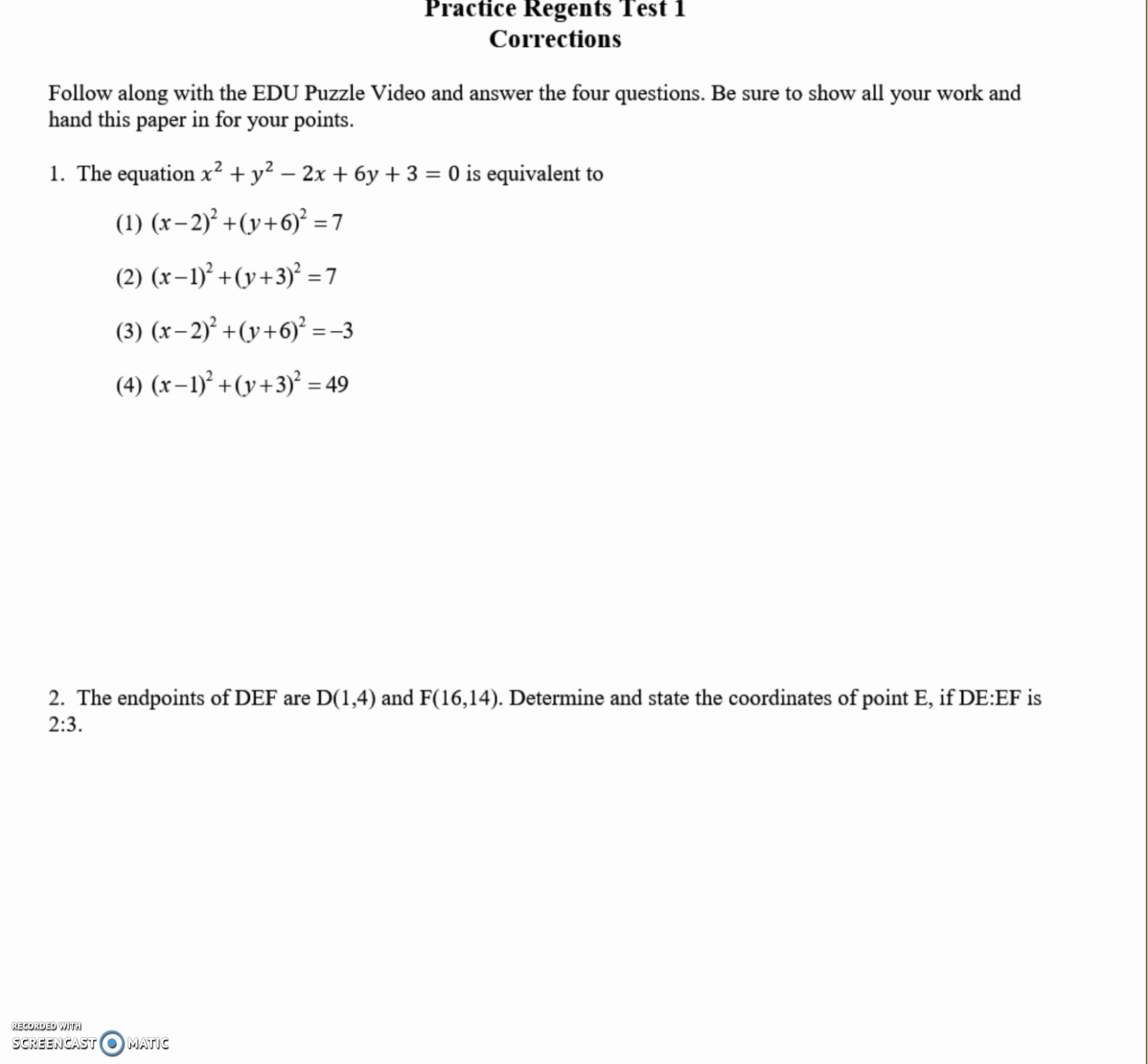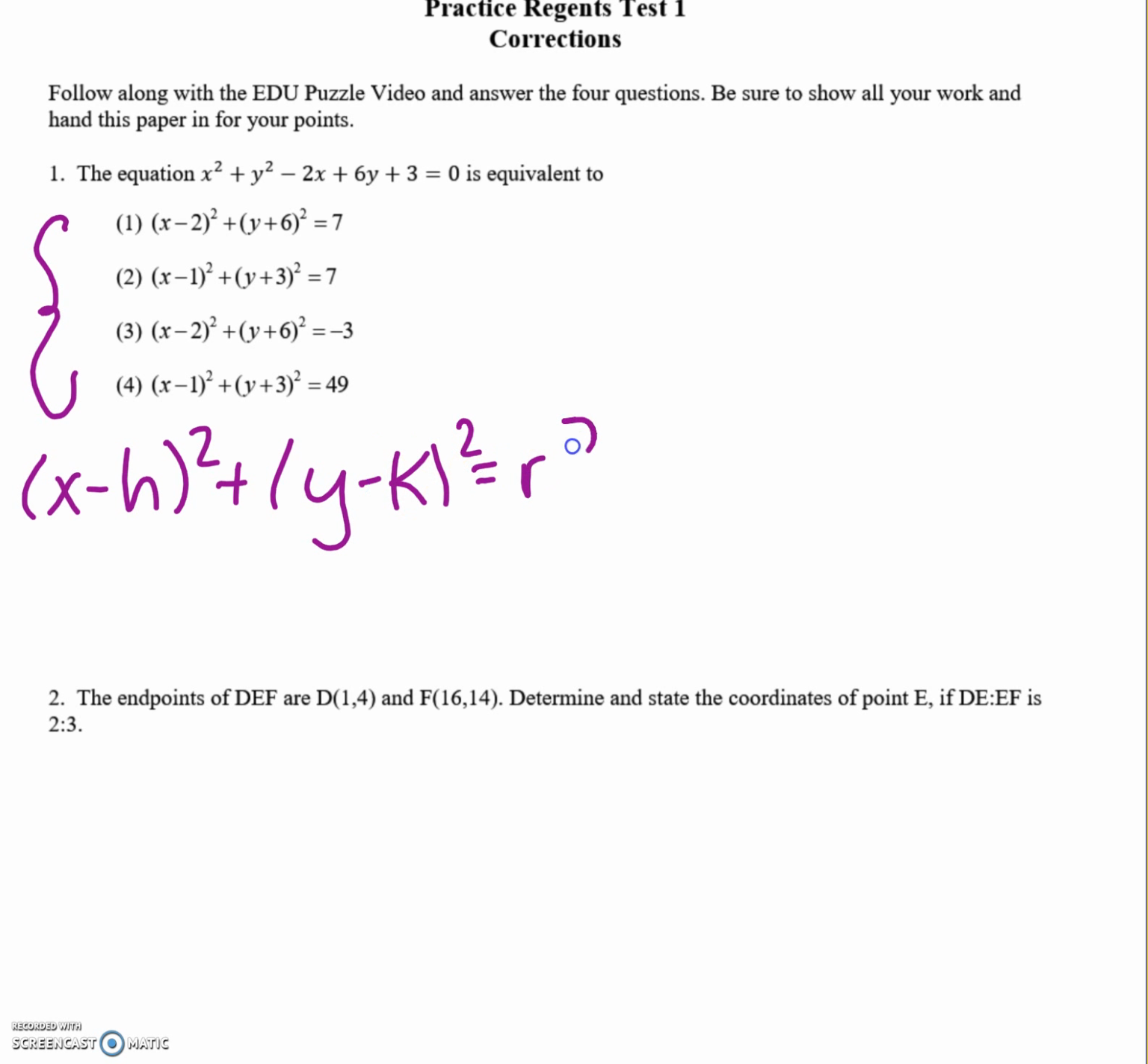All right, so the equation x squared plus y squared minus 2x plus 6y plus 3 equals 0 is equivalent to, if you look at your choices for 1 through 4, you should notice it's in the form of (x minus h) squared plus (y minus k) squared equals r squared. That's the equation of the circle, which is used to find the center and the radius of your circle when it's not centered at the origin.